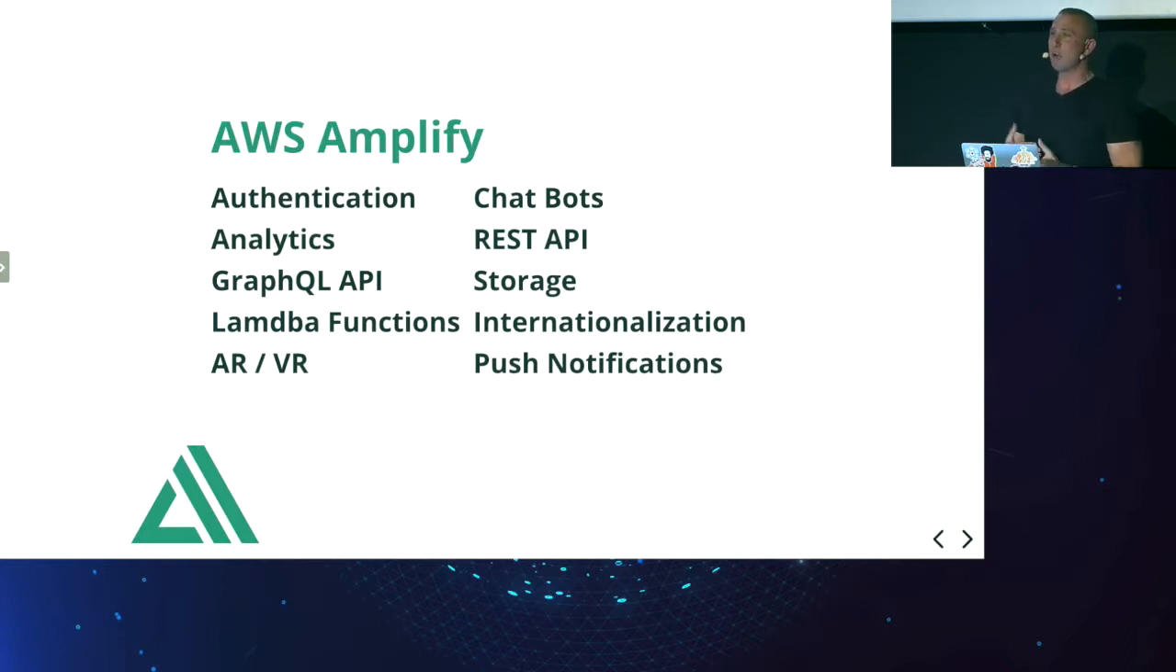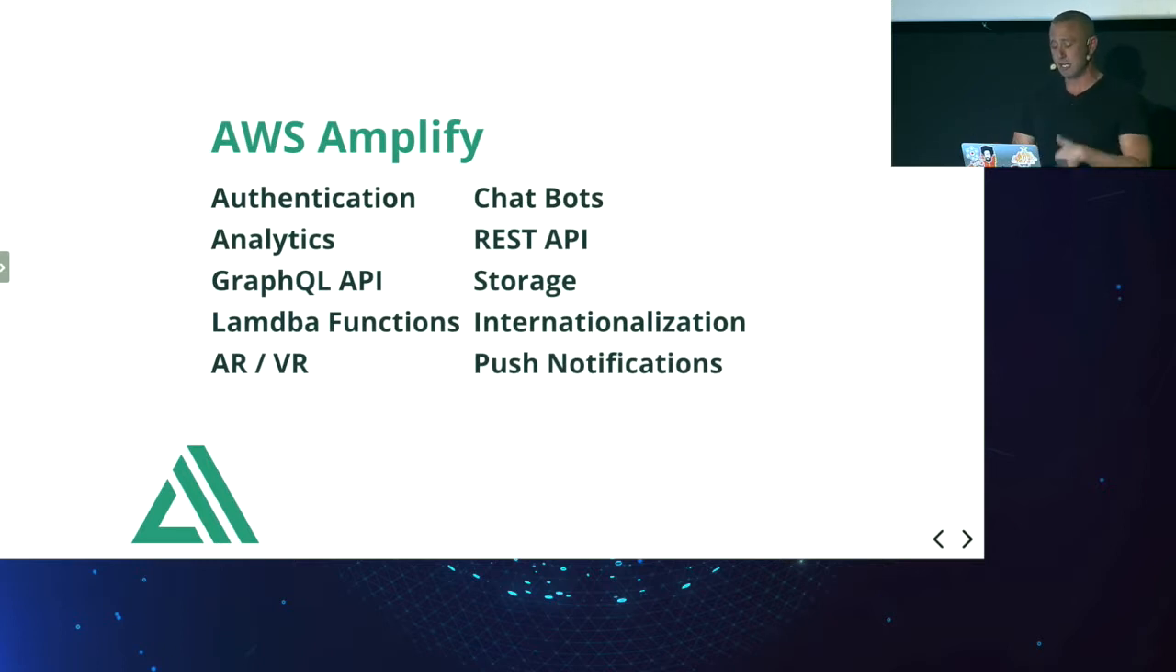We have GraphQL APIs using AWS AppSync. AWS AppSync is a managed GraphQL service that allows you to spin up a GraphQL API in just a couple of seconds. We handle everything for you, so you don't really have to build and worry about the security and all of that. It's handled for you.